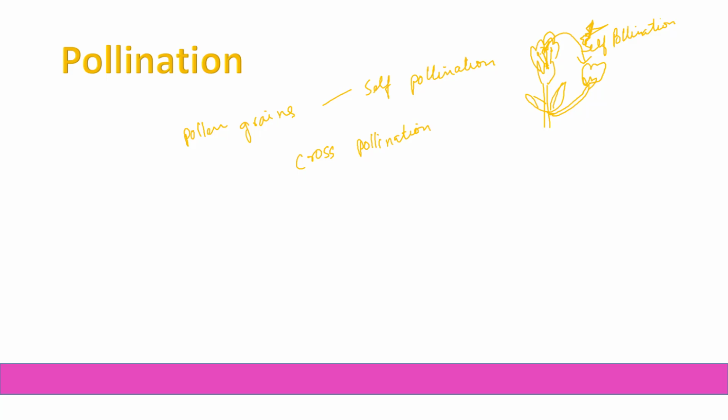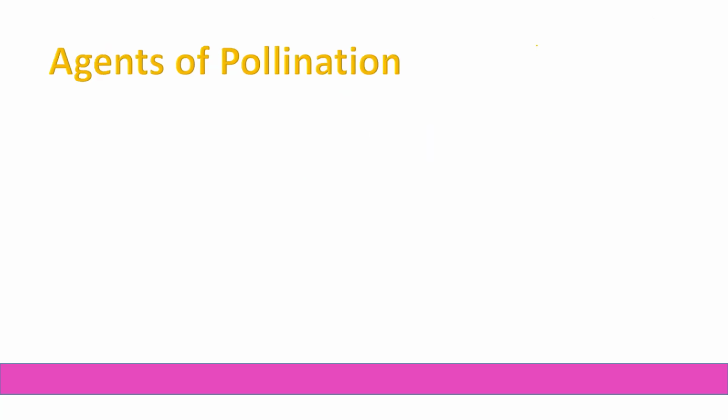Now how can this transfer happen? If it is on the same flower, it is easier, right? Like by wind also it can happen. So let's look at the agents of pollination, those which help this pollination process. What are the different agents? Wind. What happens when wind blows? Some of the pollen grains can get transferred to another stigma of a flower. So wind can be the agent.